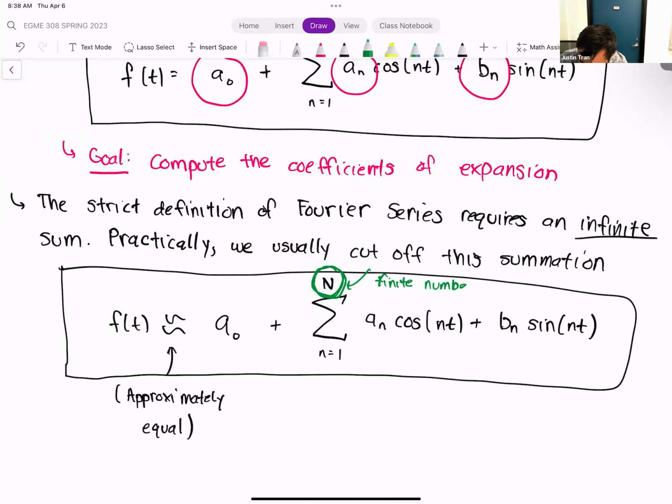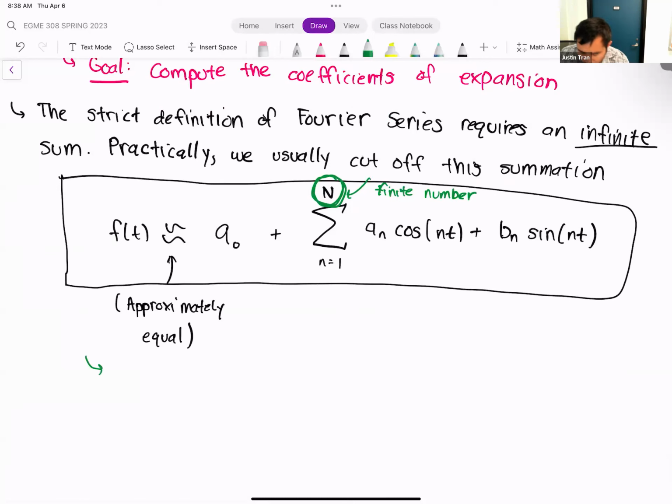So this is some finite number. So be like 5, 6, 7. Traditionally, when I've used Fourier series in my own work, I usually cut it off at 10. So 10 is usually a pretty good number for most functions. So it's something other than infinite.